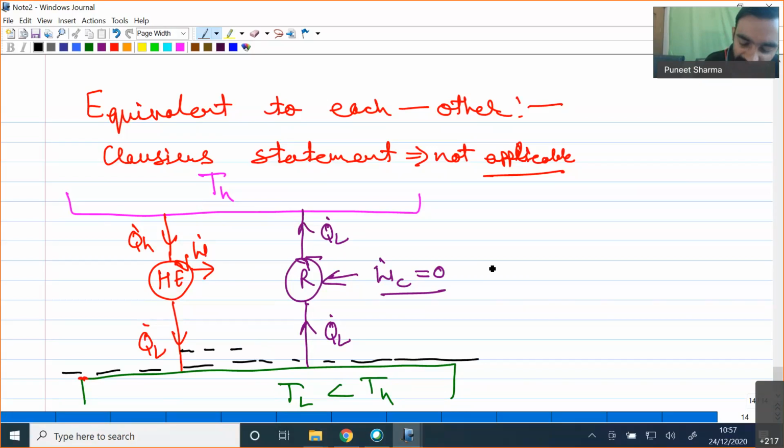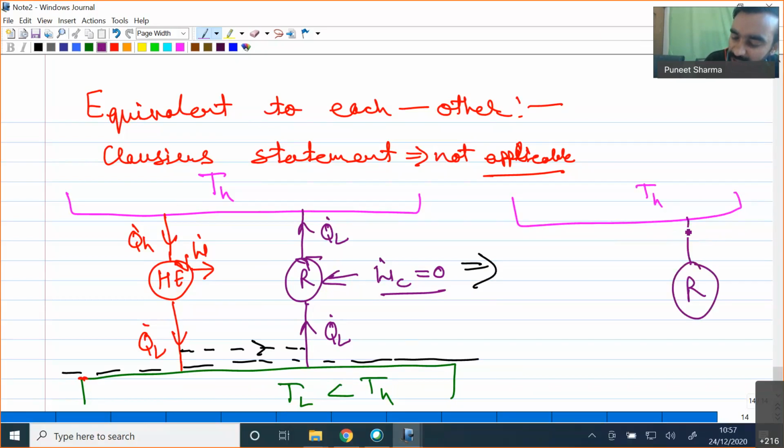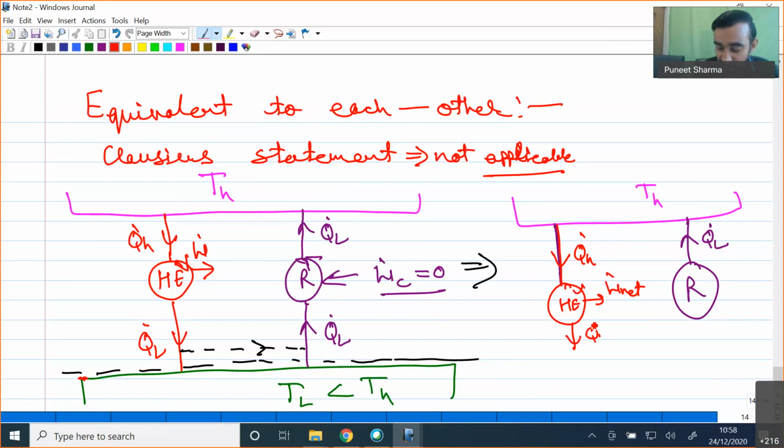So in that case, if I redraw the equivalent system, I have TH here. Now I have some refrigerating unit, and this refrigerating unit supplies Q dot L amount of heat to the high temperature. I have a heat engine also. This heat engine takes Q dot H amount of heat, produces some W dot net amount of work output, and rejects Q dot L amount of heat. But instead of rejecting that Q dot L amount of heat to our low temperature reservoir, we pass that amount of heat directly to our refrigerator.